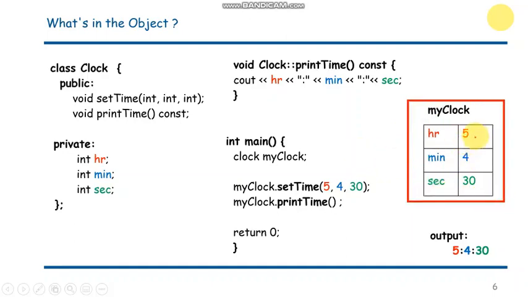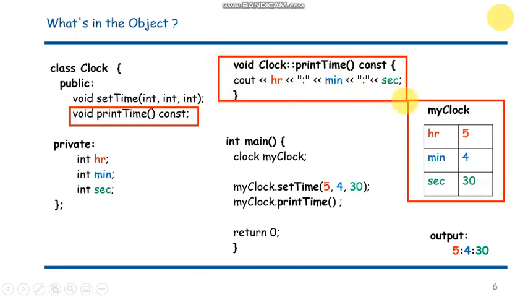In hour we have 5, in minute we have 4, in sec we have 30. We now want to display what is in our object. You can see here that we have a prototype, void printTime. And this function, its definition is up here. This is the definition of the function.